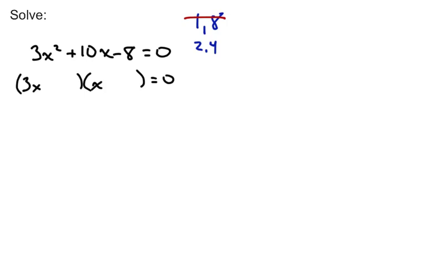So let's try 2 and 4. Outsides gives us 12, insides give us 2. Now that might work. If we want to make a 10 with that, we're going to need a positive 12 and a negative 2, and that'll make 10x. Now that it's factored, set each factor equal to 0.